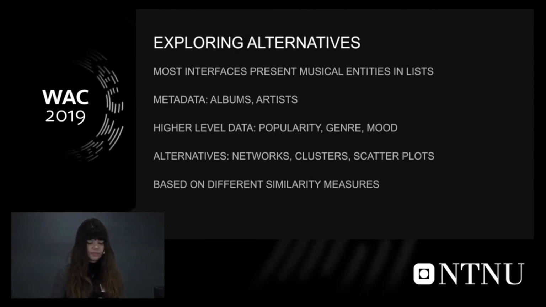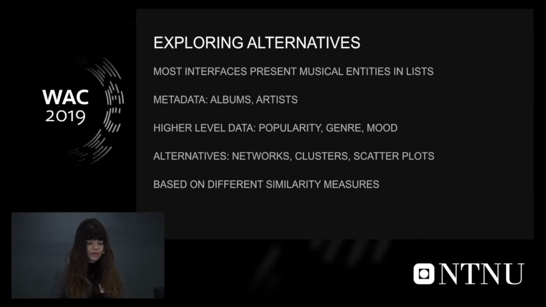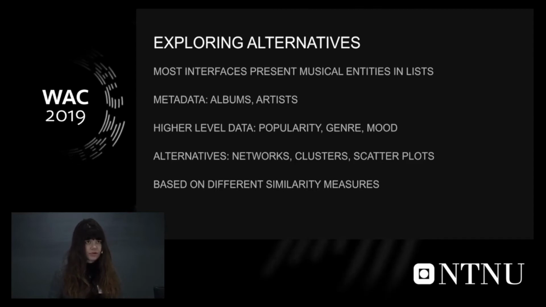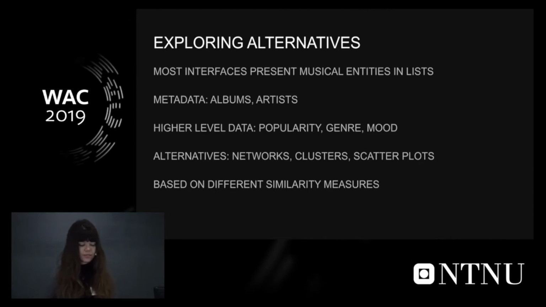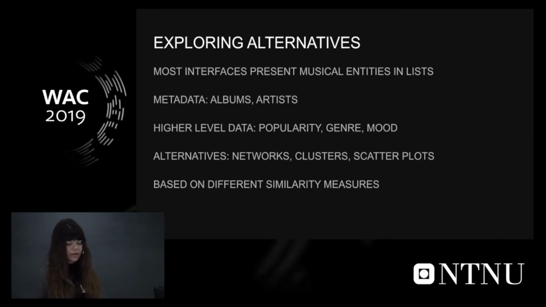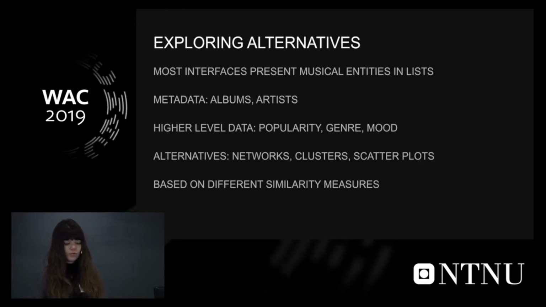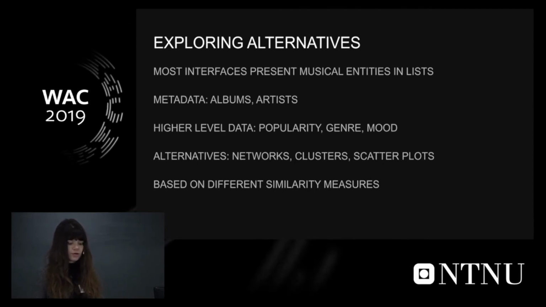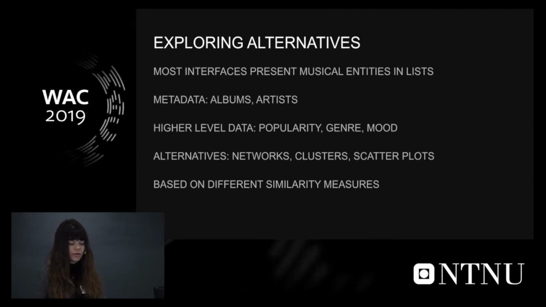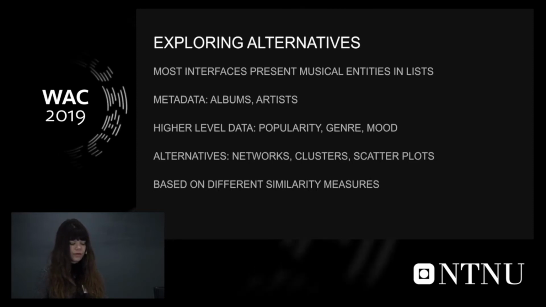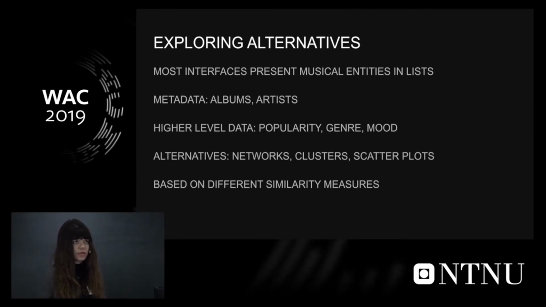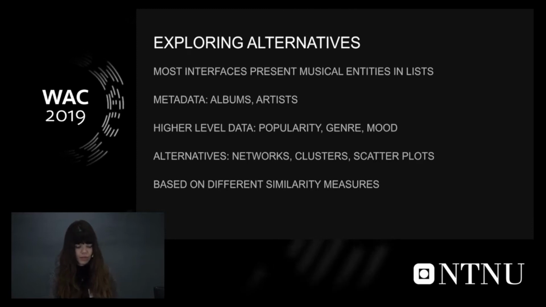Mostly the standard methods are interfaces with playlists, where the tracks have metadata structured into albums and artists and so on, and also some higher level data like popularity, genre or mood. We are looking more at alternatives such as networks of songs, clusters and scatter plots, which can be done with different ways of computing similarity measures depending on what you're interested in.